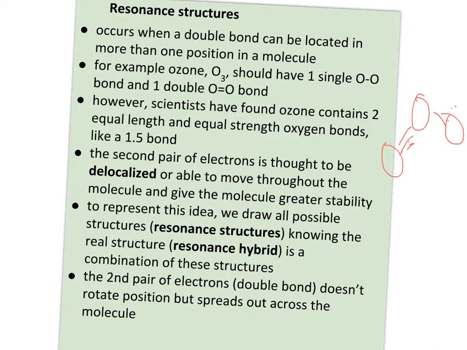So the closest we can get to showing this idea is to draw both possibilities here. So I could draw it with the single bond on this side, show both what we call resonance structures, but knowing that the real structure is actually a resonance hybrid. It's a combination of these structures. So the second pair of electrons, again, doesn't actually rotate position, but spreads out across the molecule.